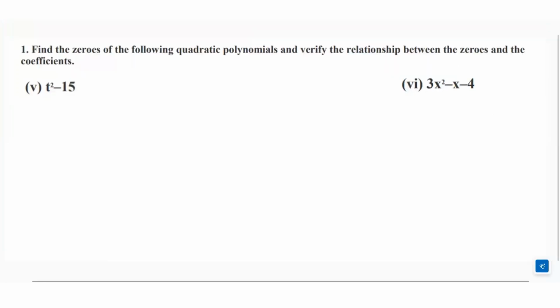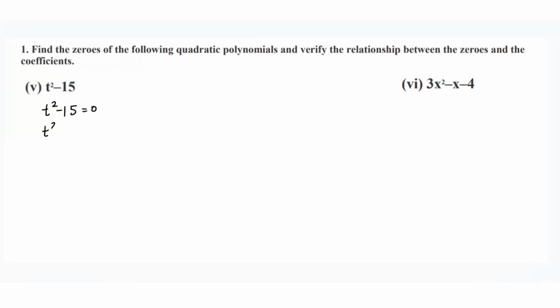In this question, if I have to find the zeros of the polynomial, since I cannot take anything common from t square minus 15, I will just put this whole equation equal to 0. So I get t square equals 15 and t equals square root of 15. We write plus or minus because we want two zeros: one is positive root 15 and another one is negative root 15.